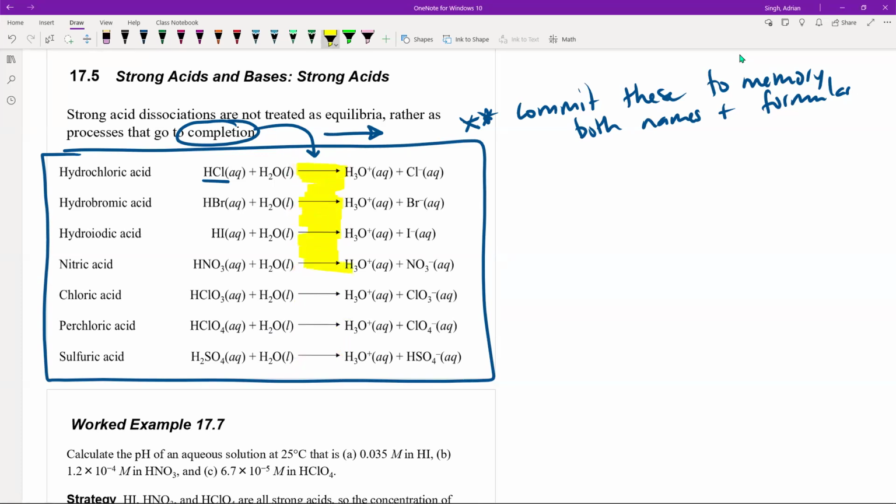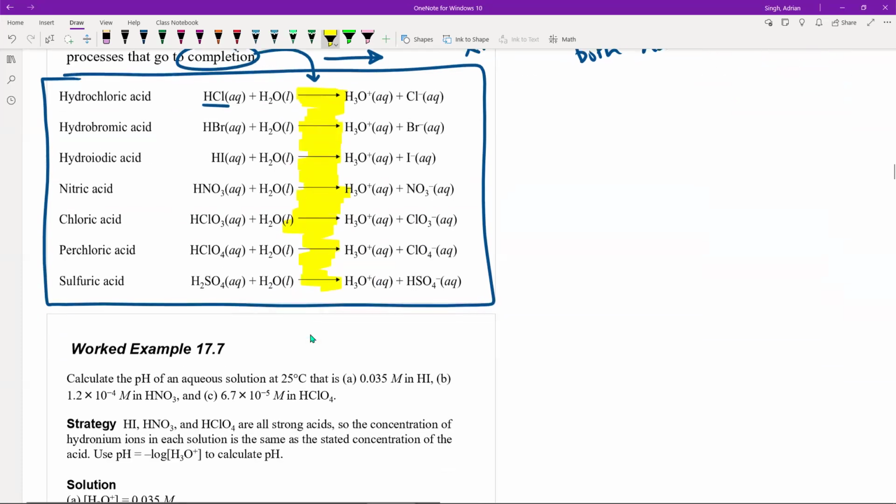So what that means is that if we have a strong acid, we can actually predict, just based on the stoichiometry, how much of the hydronium ion we actually have, right? But we need to know whether it's a strong acid in the first place. So down here it says calculate the pH of an aqueous solution at 25 degrees that is 0.035 molar in HI, right? So let's take a look at that one first.